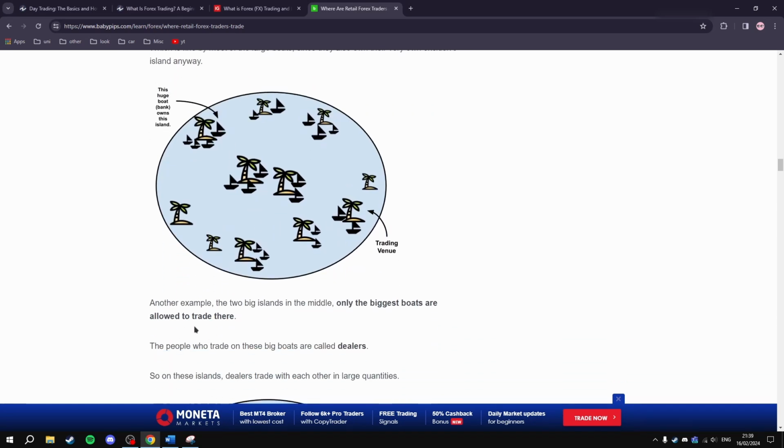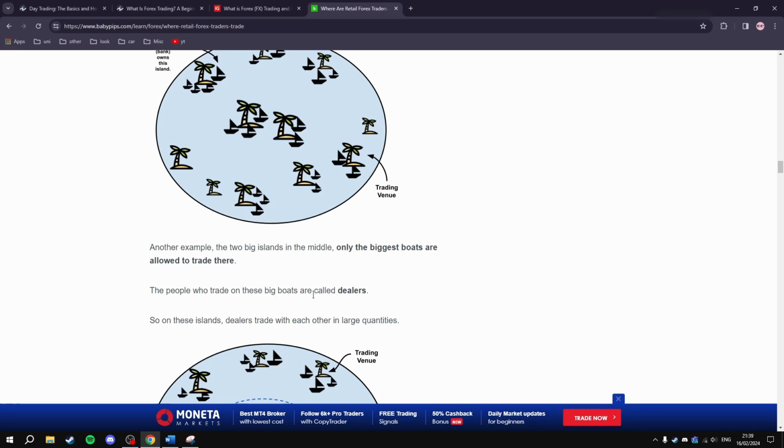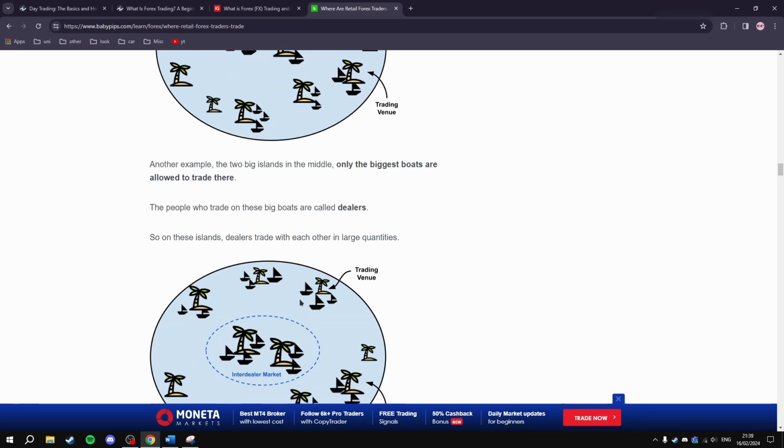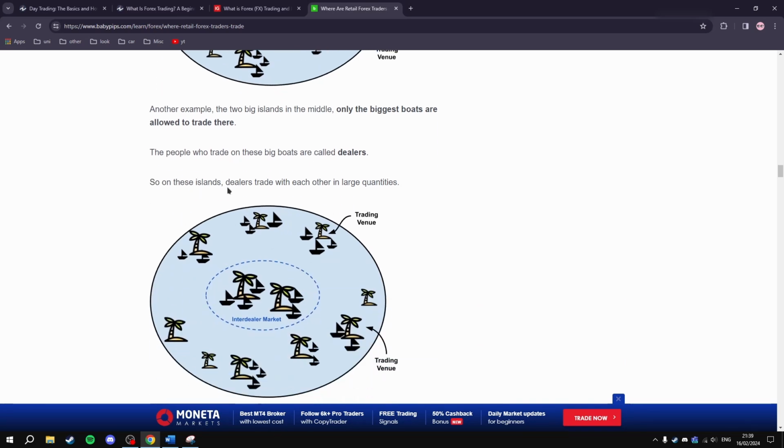Another example, the two big islands in the middle, only the biggest boats are allowed to trade there. The people who trade on these big boats are called dealers. So on these islands, dealers trade with each other in large quantities.